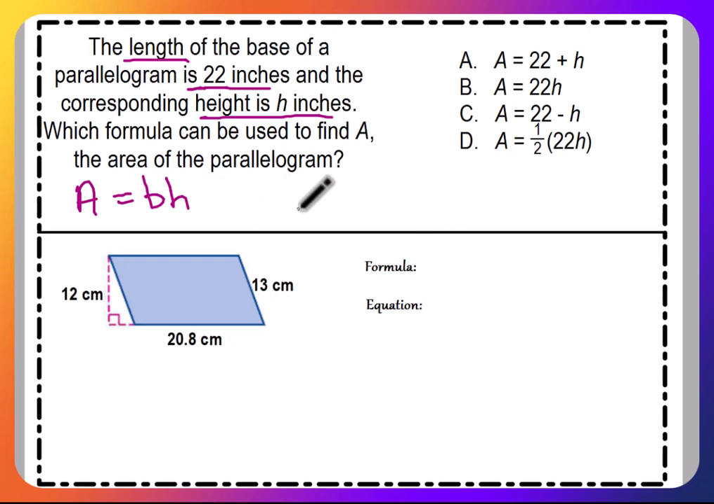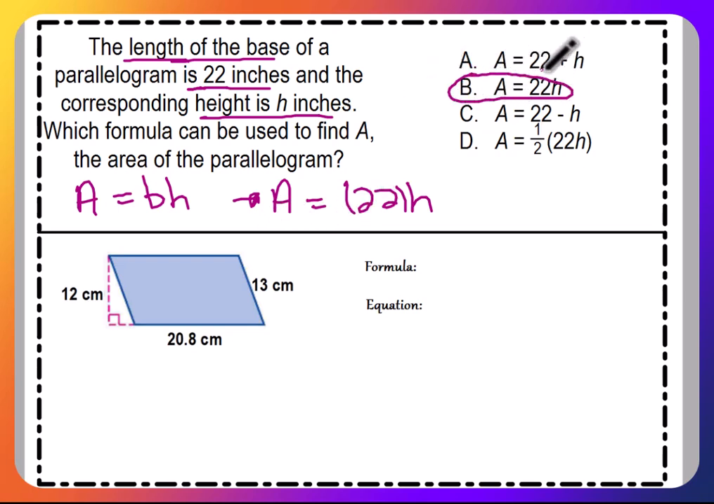Now plug in what you know. I don't know the area, so it stays as A. Do I know the base? Sure, right here. The length of the base is 22. And I'm going to multiply that by the height, which is h. So which answer choice, which equation looks like this one right here? It is going to be B.